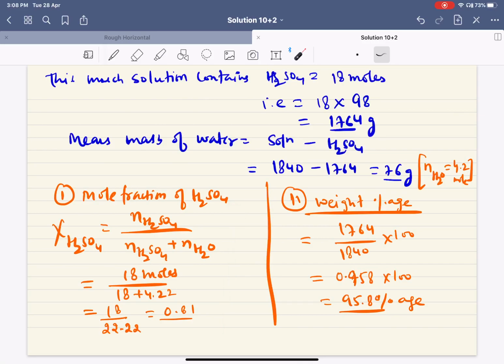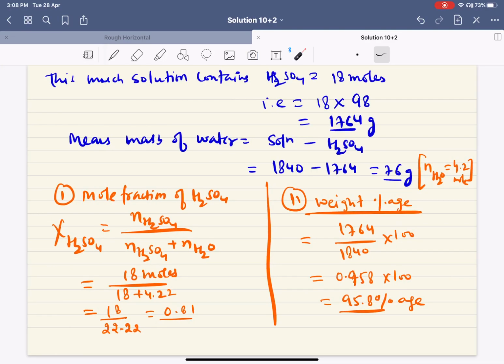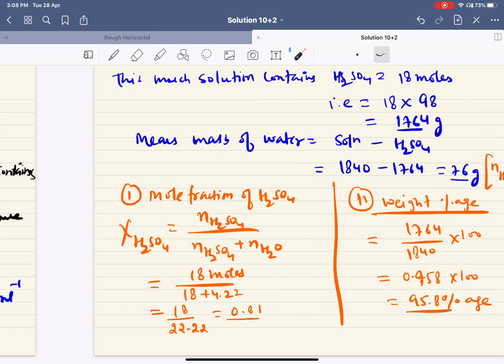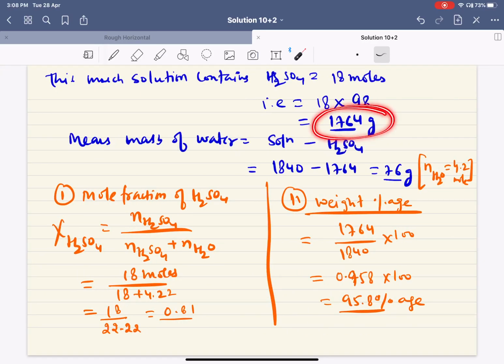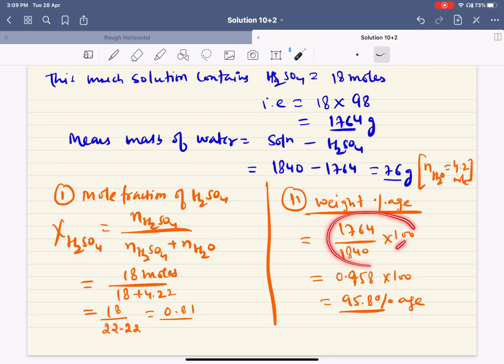Okay, next, second, you want to calculate the weight percentage of H2SO4. What is the weight percentage of H2SO4? How do you calculate it? Weight of H2SO4 divided by total weight of solution, multiplied by 100. What is the weight of H2SO4? This. What is the total weight of solution? 1840 gram. This. Multiply by 100. That will be the concentration expressed in terms of percentage.